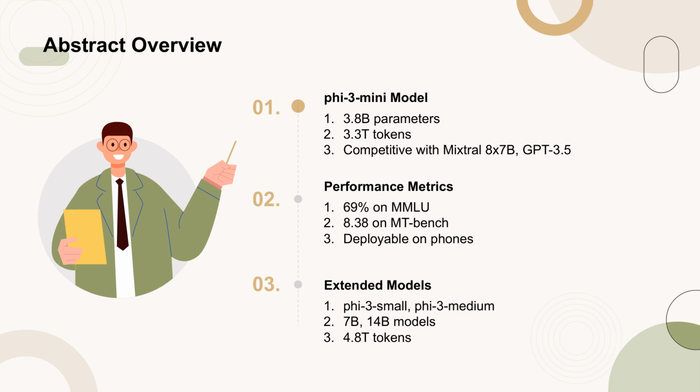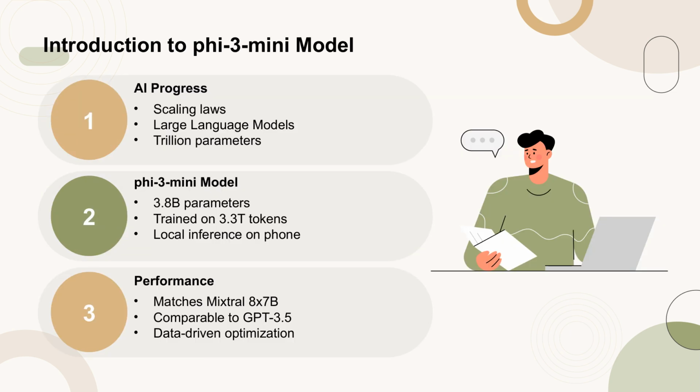Additionally, the abstract mentions larger models, Phi-3 Small and Phi-3 Medium, which are 7 billion and 14 billion parameter models trained on 4.8 trillion tokens, showing improved capabilities over Phi-3 Mini. The rapid advancement in AI over recent years is largely due to the global effort to scale up models and datasets. Large language models, LLMs, have grown from a billion parameters to trillion parameters today.